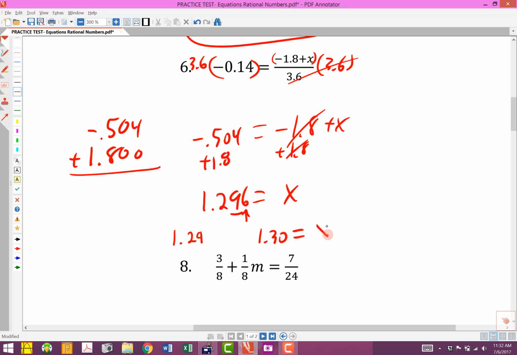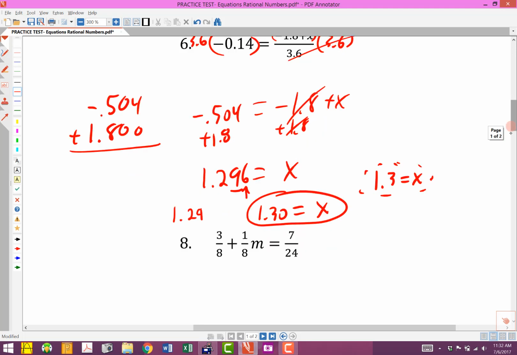So the answer on this one is going to be x equals 1.3 or 1.30. Either way you want to write that is fine. Okay, I kind of like this one here because it shows that we knew what we were doing when we rounded. But either way is okay.